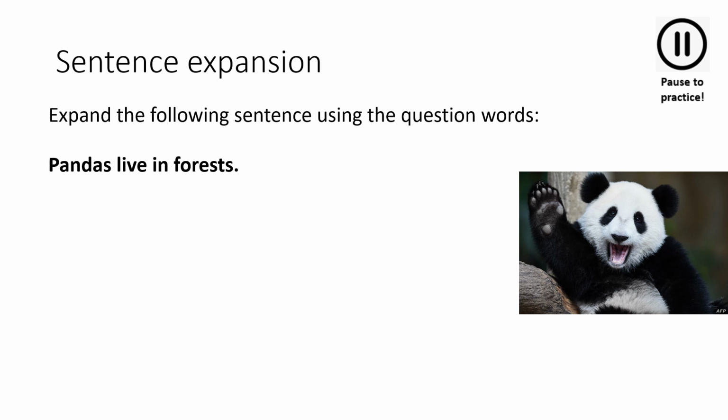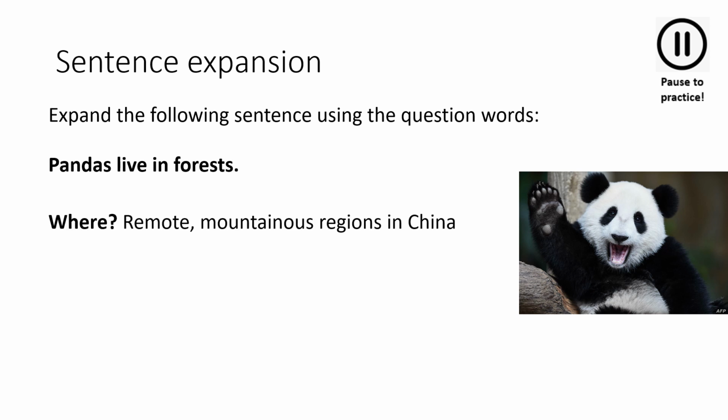Can you expand the following sentence using the question words? My question words are where and why. We have: pandas live in forests. Where are these forests? In the remote and mountainous regions in China. Why do they live in forests? Because they have a cool climate and they contain bamboo, which pandas eat. Can you think of a sentence that you could create using these extra notes and the first sentence? Pause the video here to have a go.